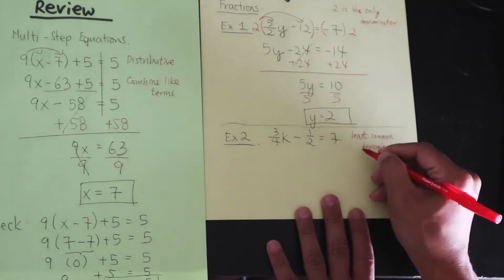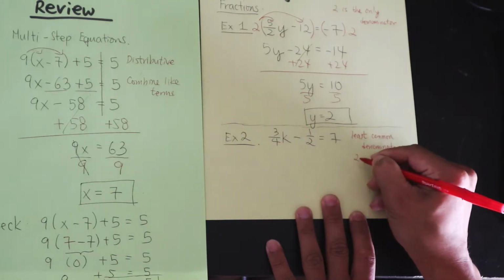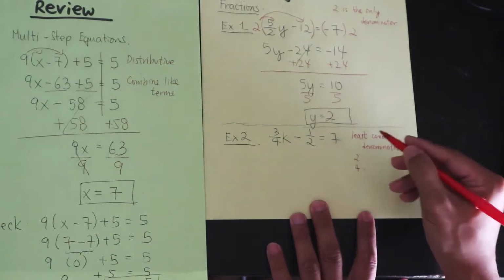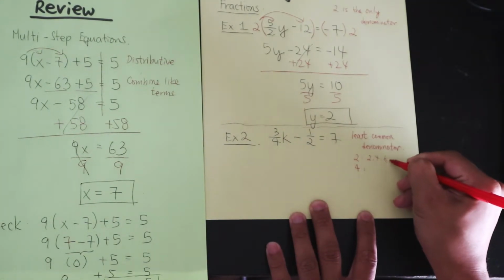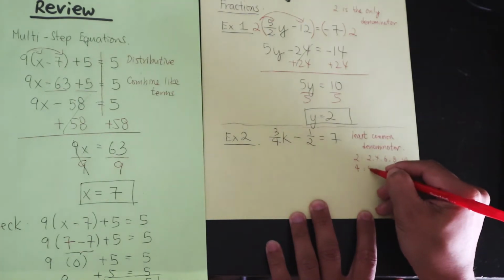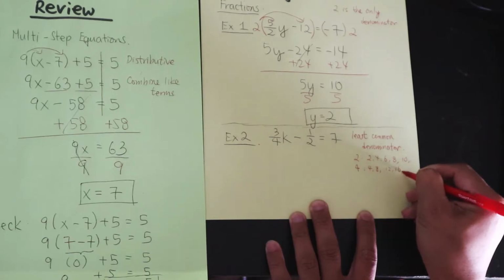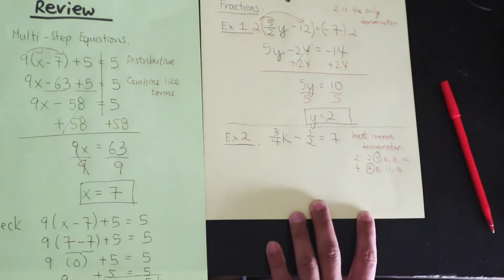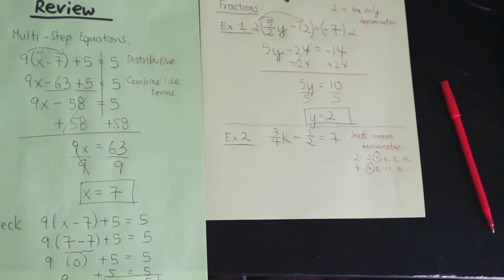Back in the days in elementary school, you first list these 2 numbers, and then you list their multiples. So I noticed that 2 would be 2, 4, 6, 8, 10, and so on and so forth. And then 4 would be 4, 8, 12, 16, and so on and so forth. And then whichever number comes up first in both lists, that's your least common denominator, or in this case, least common multiple.